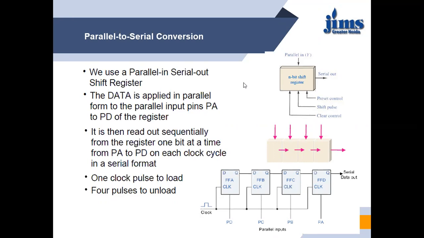Whenever there is an active clock pulse, a data bit comes out serially. The first data out will be D, then C, B and A. In this manner, we can read out the serial data.